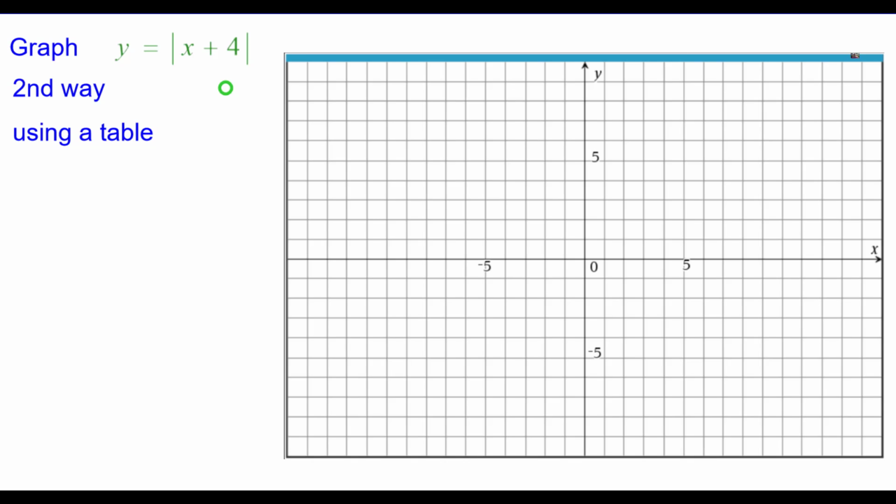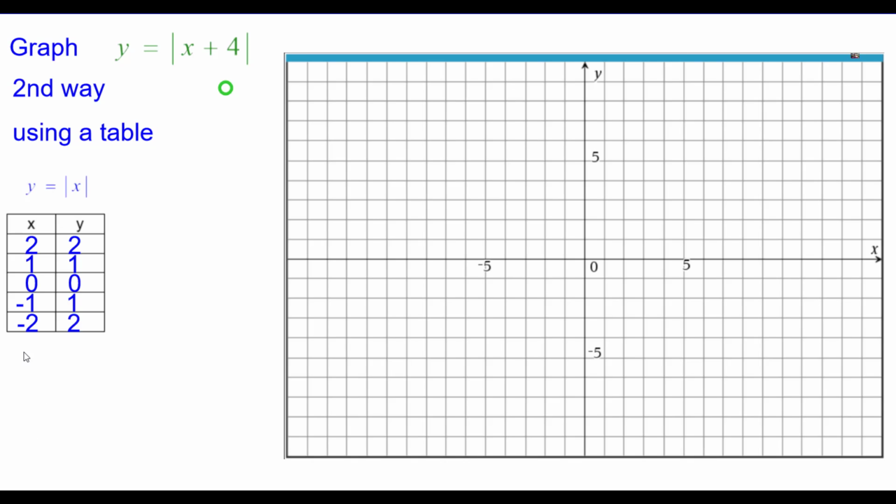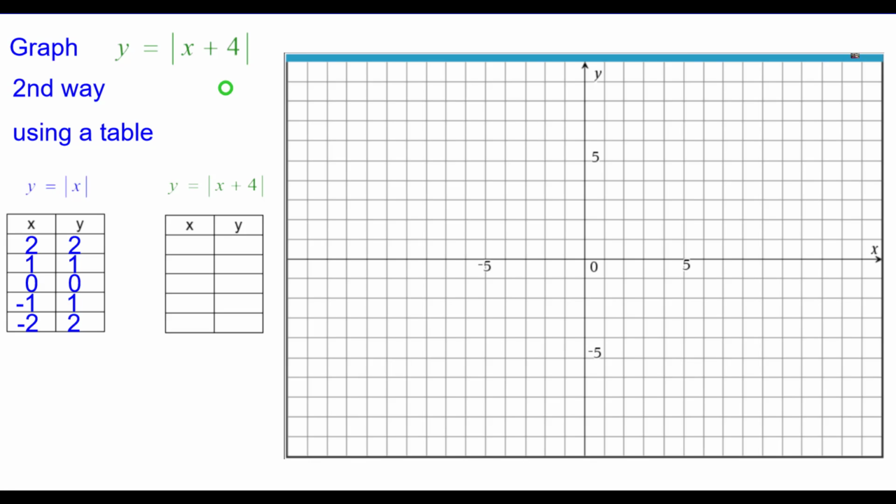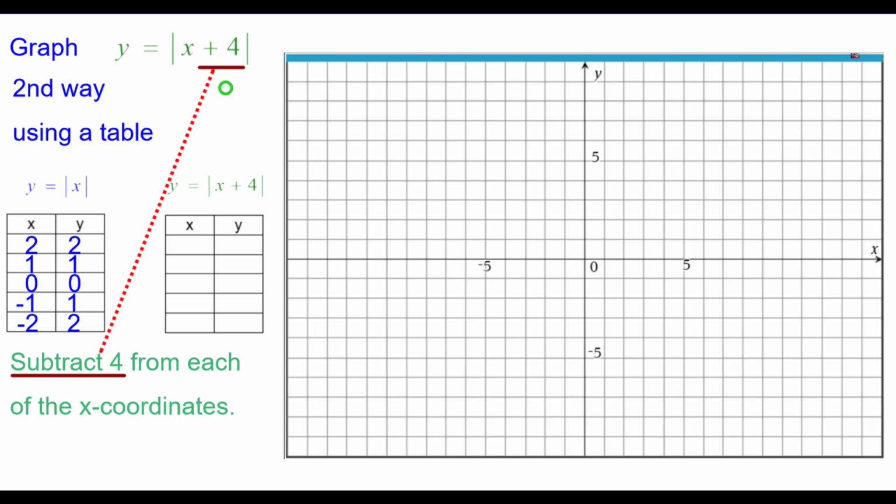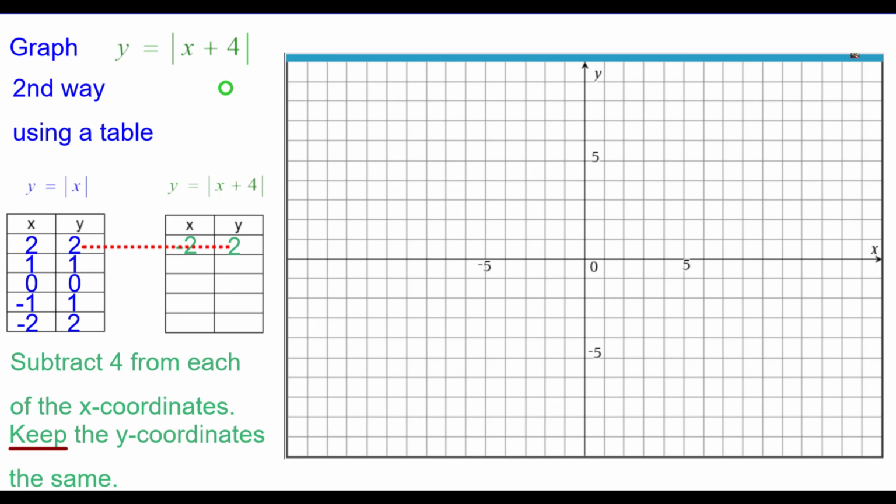Second way, using a table, we'll start off with our 5 points on the absolute value graph. Create another table. We'll subtract 4 from each of the x coordinates because of the plus 4 inside the function. 2 minus 4 is -2. We're going to keep the y coordinates the same because they're not affected by that plus 4 inside the absolute value. So -2, 2.